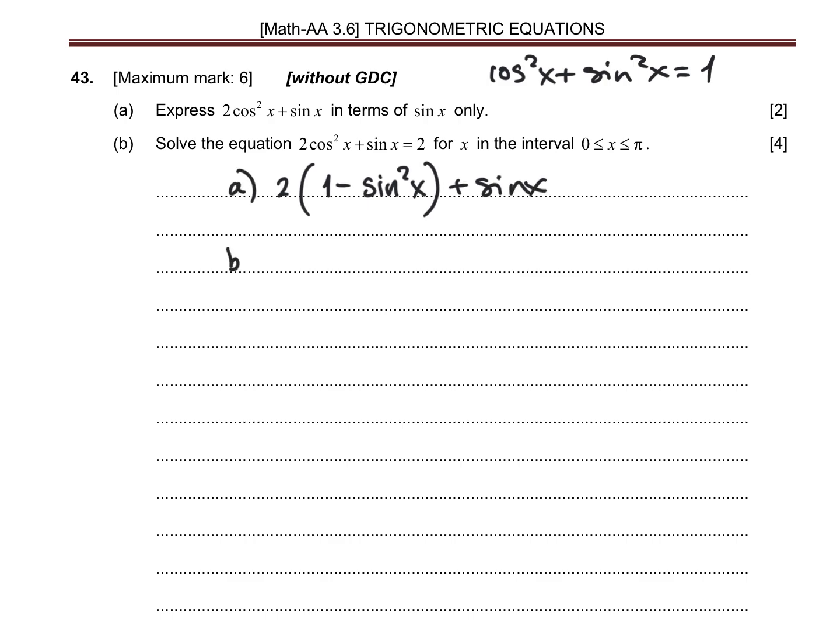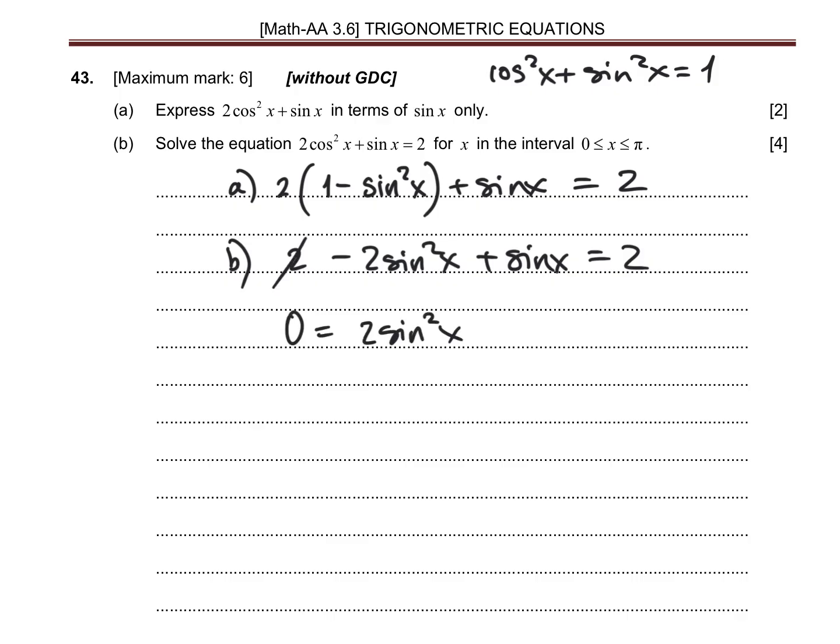So for B, solve this equation equals 2. So we're going to have this thing equal to 2. Now, so we'll expand the bracket, 2 minus 2 sine squared x plus sine x equals 2. I'm going to get everything to the right side. So we're going to have 2 sine squared x. Actually, those go away. Minus sine x. And factor out a sine.